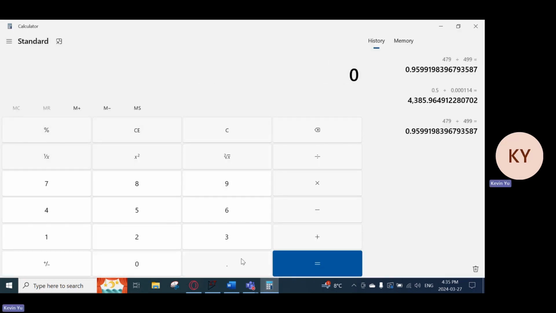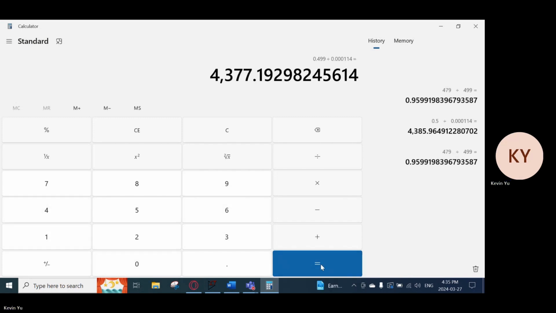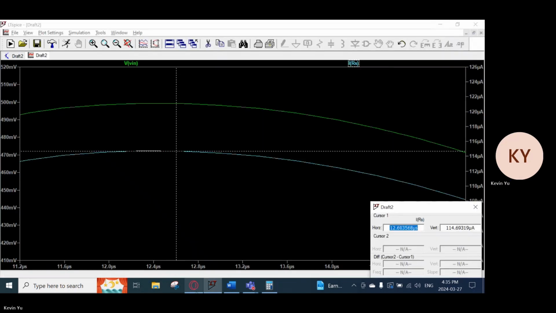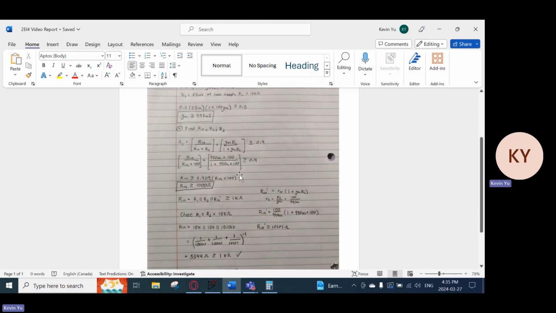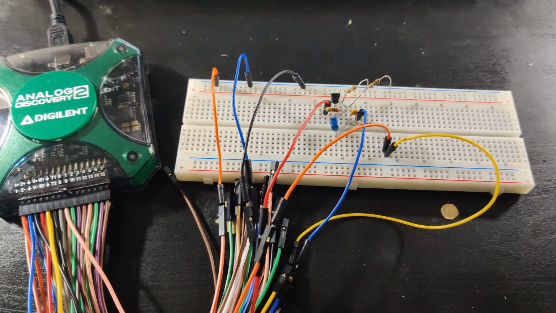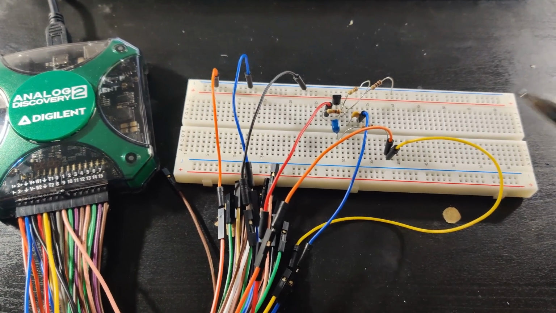To find the input resistance, it would just be 0.49 volts divided by 0.000114 amps, which gives us a resistance of 4,377 ohms. Based off the requirement that we calculated, which is that Rn has to be bigger than 1,000 ohms, this satisfies the requirement. Okay, so this is the physical circuit of the amplifier.